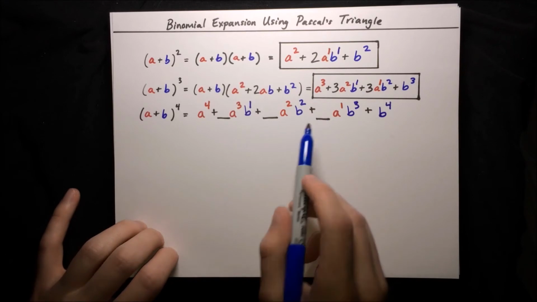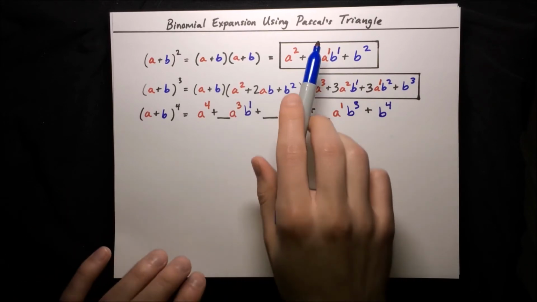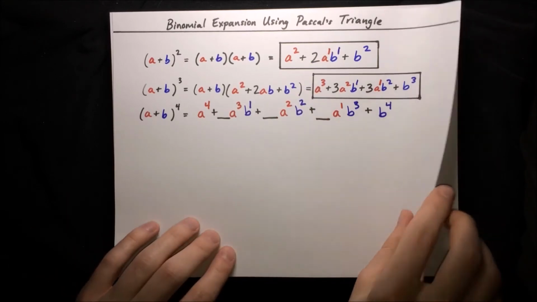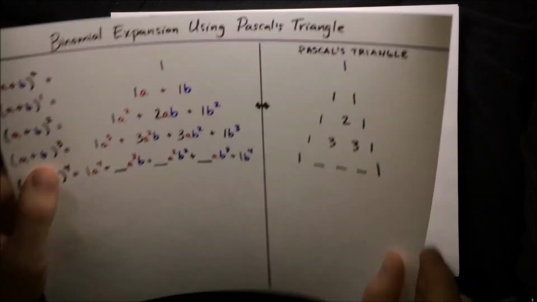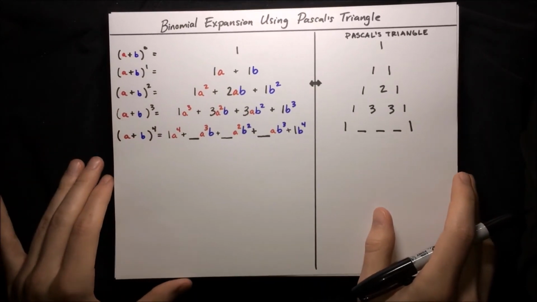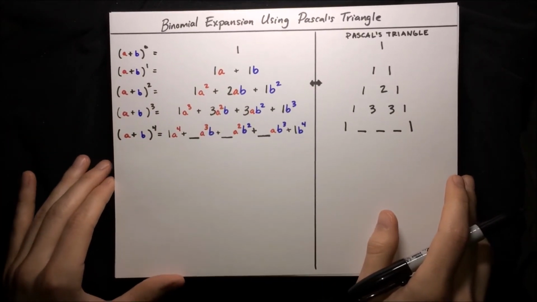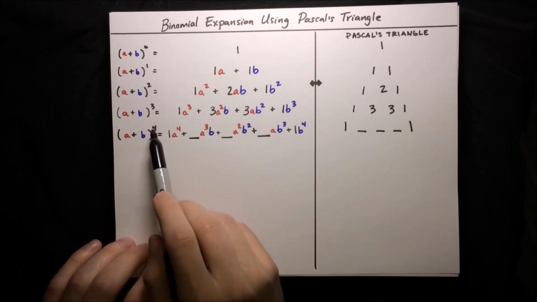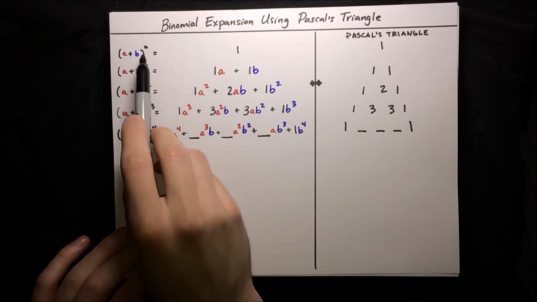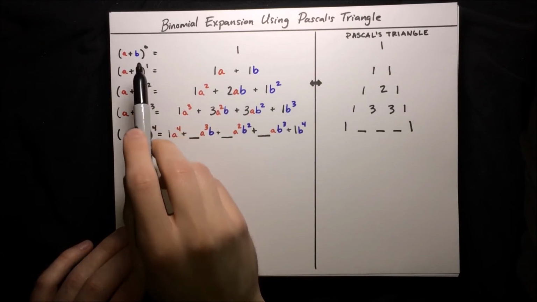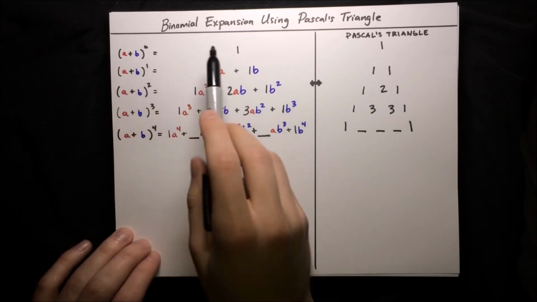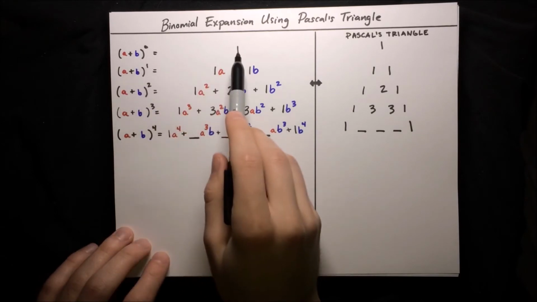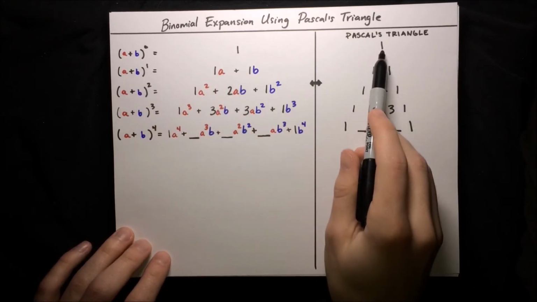So how do we do that? The answer is Pascal's triangle. Pascal's triangle is constructed just using the coefficients from our binomial expansions. So let's look at our binomial expansions. This time we'll start with 0 as an exponent just to be complete. (a + b) to the 0 is 1, because anything to the 0 is just 1. And so we put that at the top of Pascal's triangle.